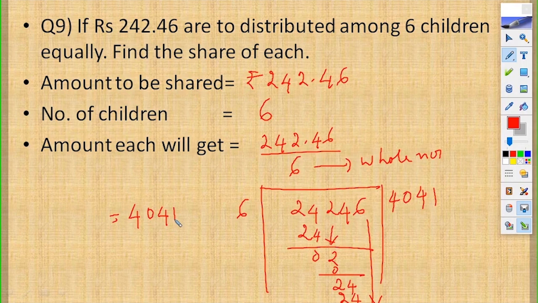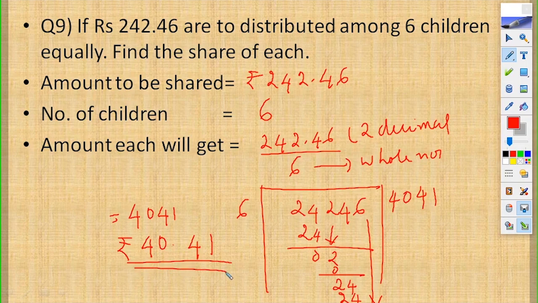4041. But you know you need 2 decimal places. You have 2 decimal places in the dividend. So I have to put the decimal. Each student will get 40.41. You will not say 41, you will say 40.41 rupees.